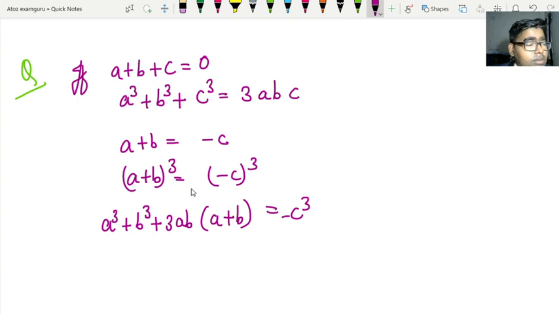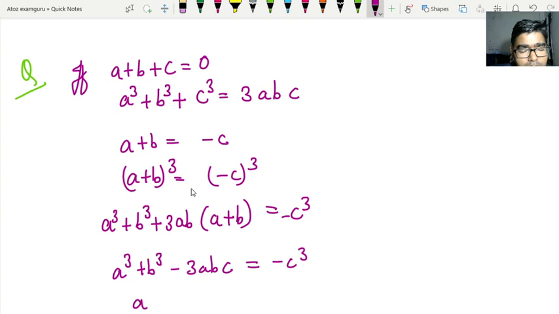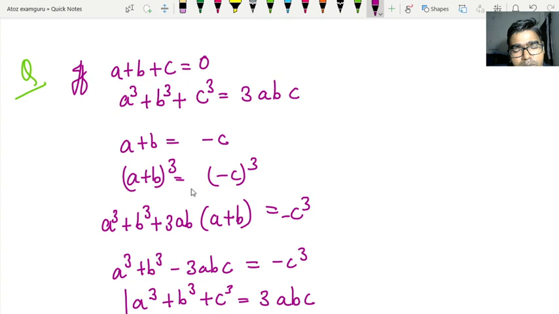So transfer these terms to that side, and the value of a plus b is what? Minus c. This will become a cube plus b cube, and this will become minus 3abc, and this is minus c cube. So transfer the terms: a cube plus b cube plus c cube equals thrice of abc. Right friends? So this is proved.